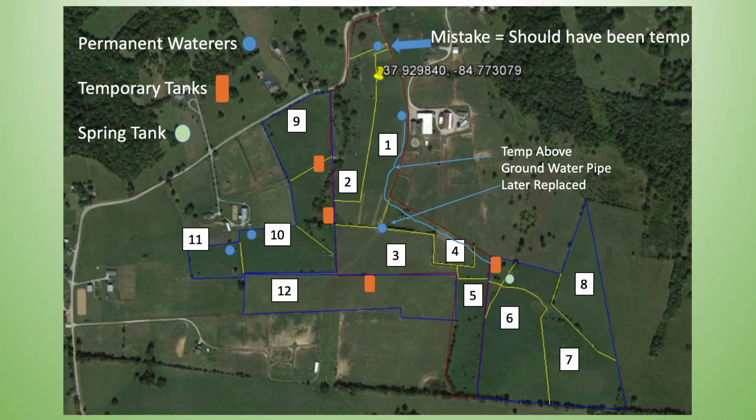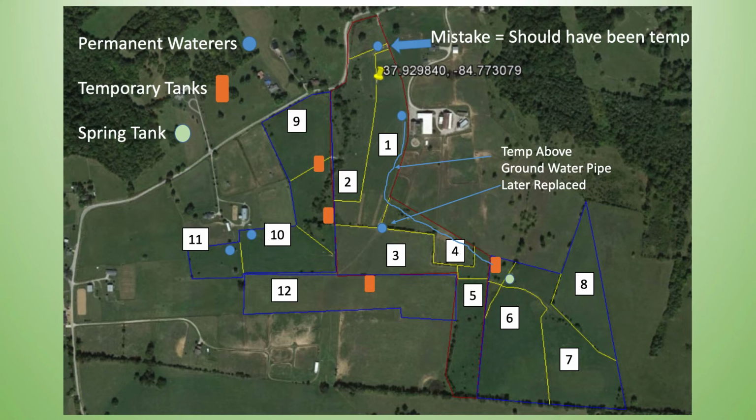So we have on here that this permanent water up here was a mistake. Can anybody tell me maybe why that might be? Not servicing multiple fields, right? If you look at it, it's sitting right here. And it could be, you've got another one right here. And so you could have moved it down and had it service both 1 and 2.